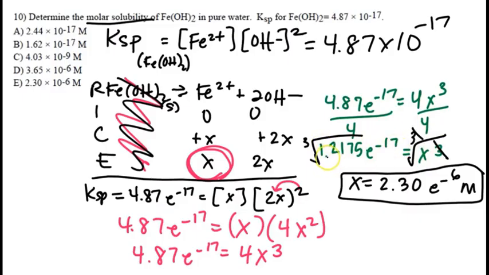So the cube root of 1.2175 times 10 to the negative 17 is going to equal 2.30 times 10 to the negative 6 molar. Now again, this is going to equal our Fe2 plus concentration, which is equal to our molar solubility. So that is letter E.